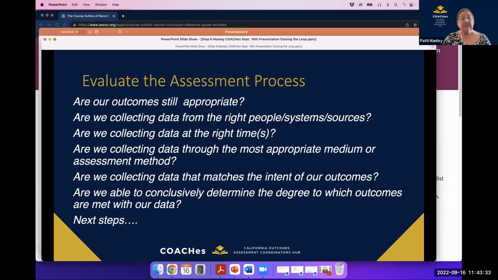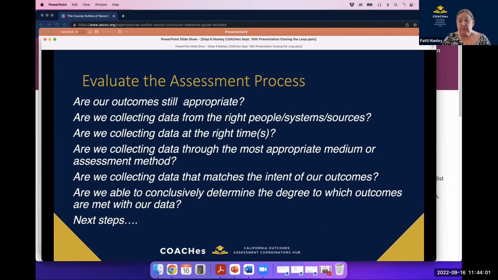Someone mentioned this too: if you're asking them to produce a product, but that's not what your assessment method is really addressing, then you need to look at your assessment method. And are you collecting data that matches the intent of your outcome? We see this a lot, that we write an outcome, we give the assessment, but the data we get back doesn't really address our outcome. And so we need to look at that too.